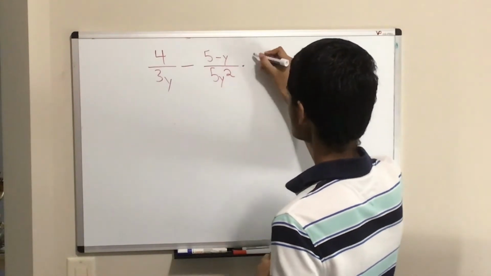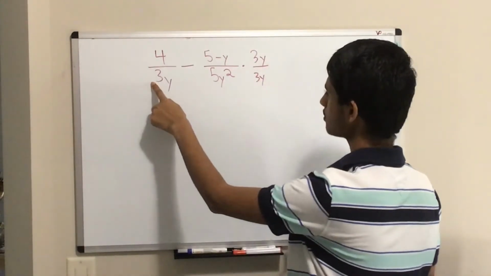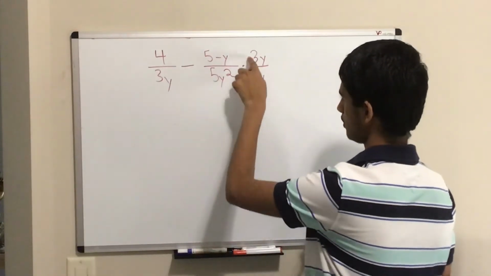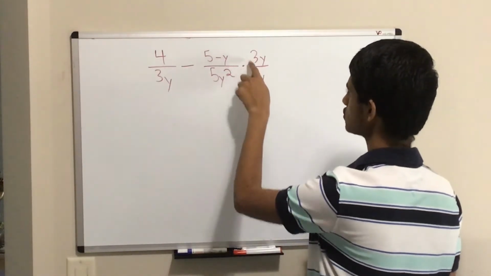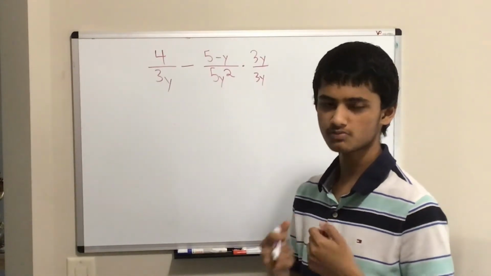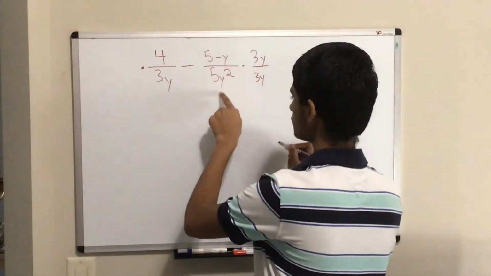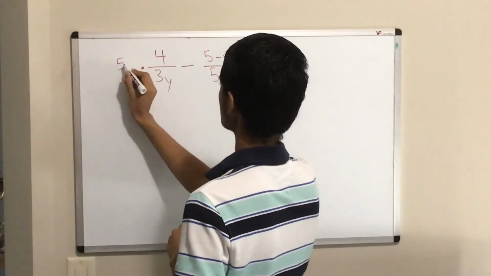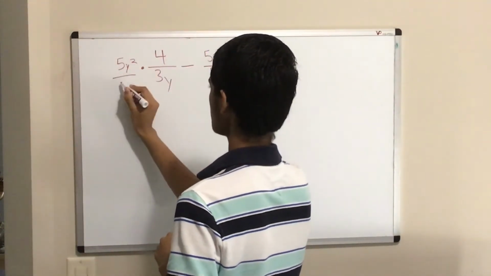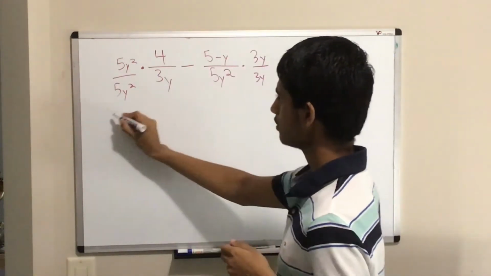So we're going to multiply the numerator and the denominator by the 3y, and we can do that because this is essentially just 1. And it's okay to multiply anything by 1, because anything times 1 is just itself. And on this side, we're going to multiply this denominator, so it's going to be 5y squared divided by 5y squared. Okay, seems alright for now.